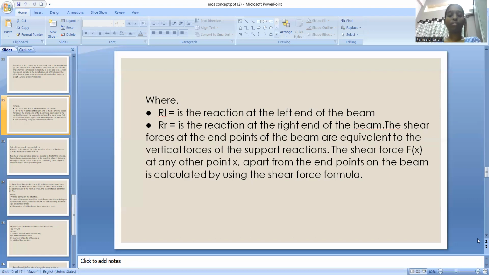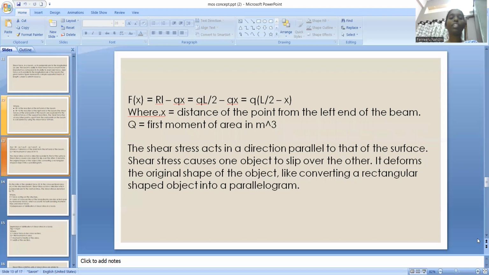The shear force F of x at any other point x apart from the endpoints on the beam is calculated by using the shear force formula. F of x equals R1 minus Qx, equals QL by 2 minus Qx, equals Q of L by 2 minus x, where x is the distance of the point from the left end of the beam.